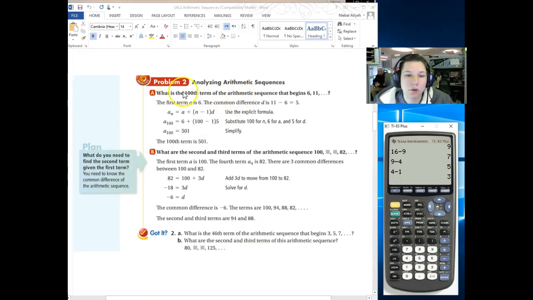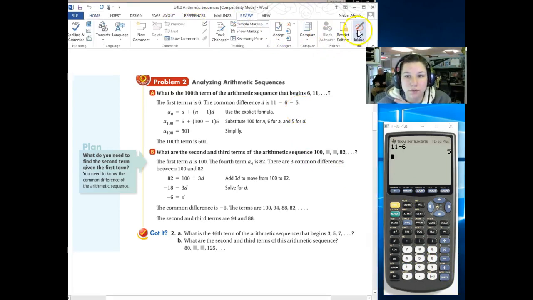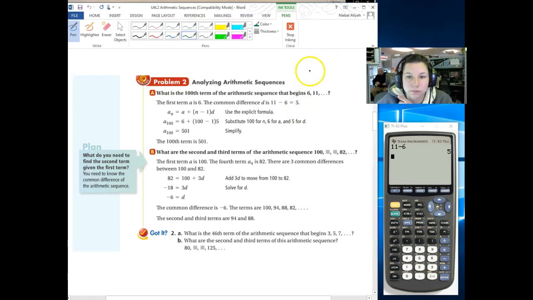It wants to know what is the 100th term of an arithmetic sequence that begins 6 and 11. So they've told you that it's arithmetic, so you know it's going to follow a common difference. So I don't need a long list of numbers to figure out what the difference is. You just need 2. You do 11 minus 6. So that tells me my common difference is 5. And then I have the first term, which is 6. And my difference, we use a d for that, is 5.